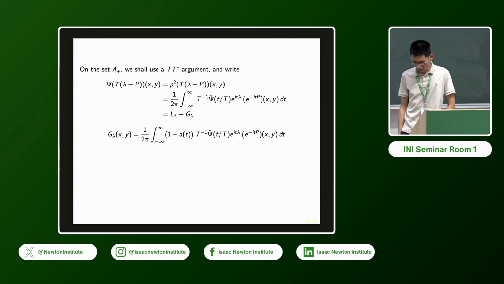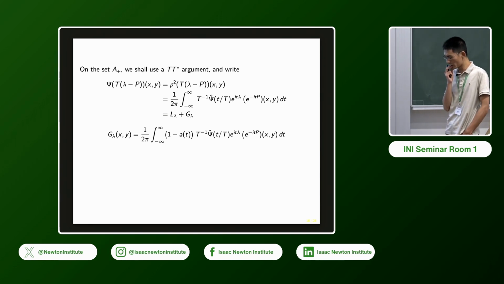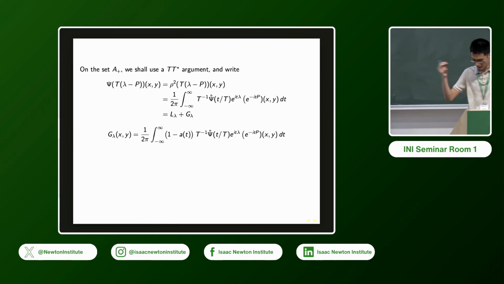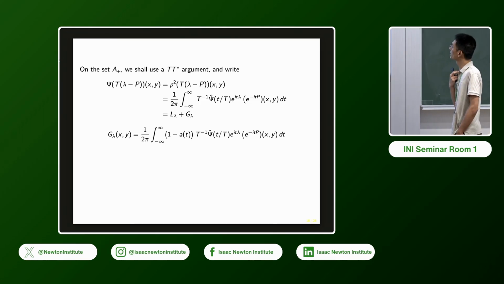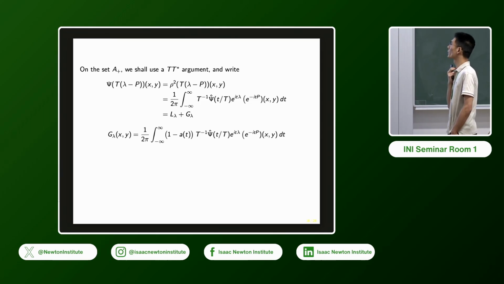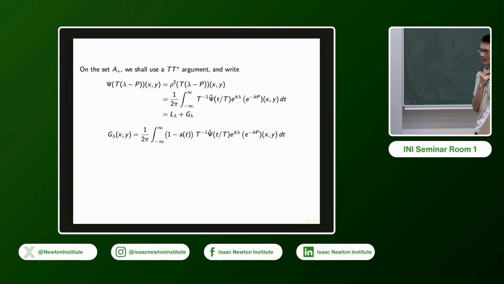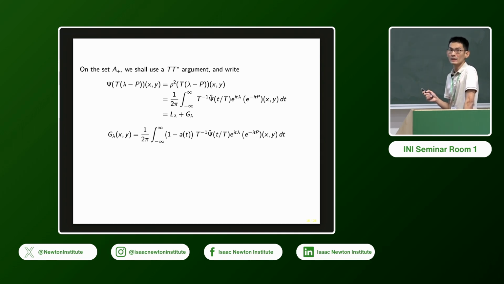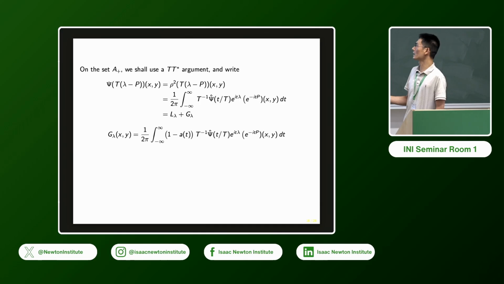So on the set A plus, our approach is similar to the earlier works of Hassell and Tacy and later. We use a TT* argument to rewrite the spectral projection operator as an average of the half-wave operator. We write it as a local part and a global part, where the local part averages only over unit times, that is, negative 1 to 1, and the global part is the part where the time is bigger than 1.